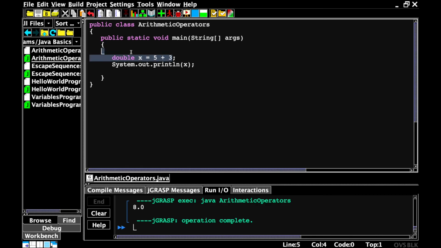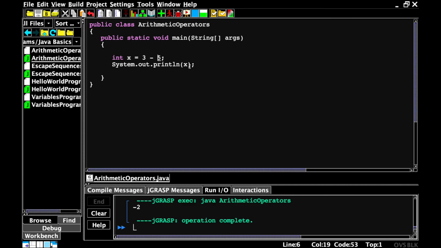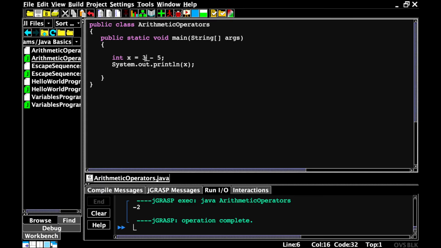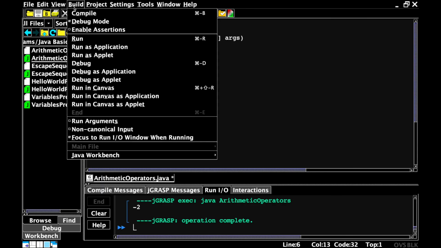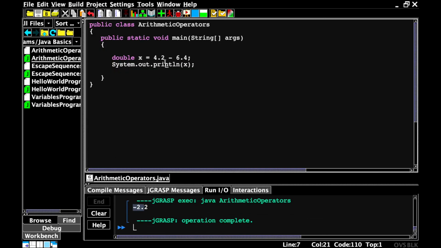Alrighty, so now let's use the subtraction operator. Integer x is equal to 3 minus 5. 3 minus 5 is equal to negative 2. Negative 2 gets stored into integer x. So when we print x out, we should get negative 2. Similarly, we can use doubles when we are declaring a double. Let me change the declaration into a double and run it. And we should get negative 2.2 because 4.2 subtract 6.4 is equal to negative 2.2.